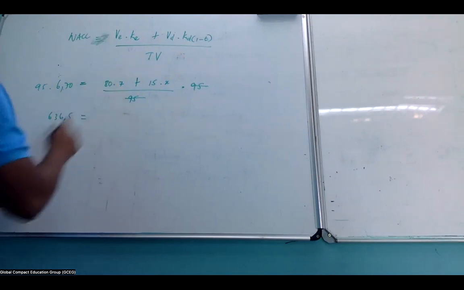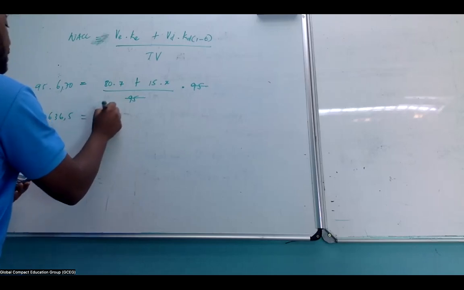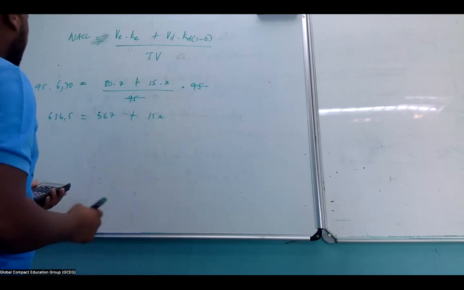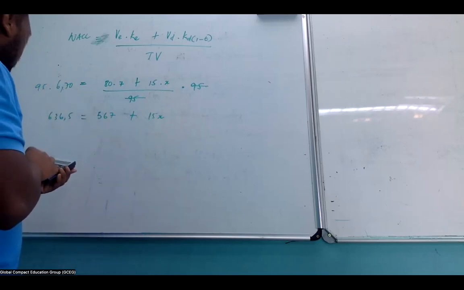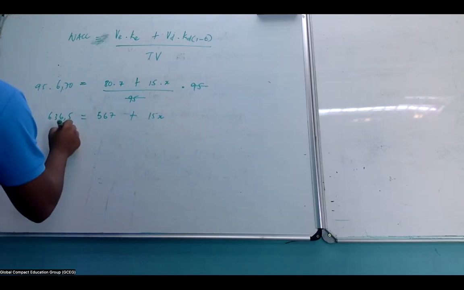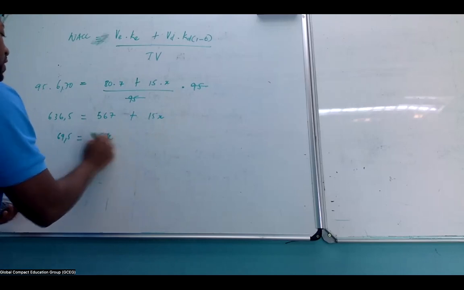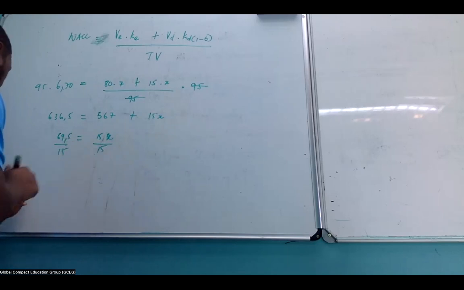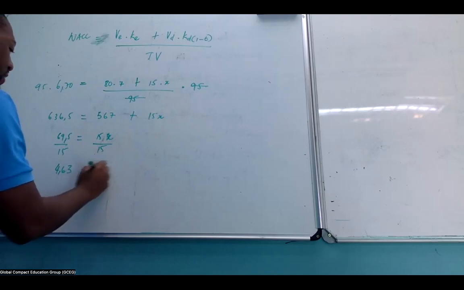636.5 is equal to 80 times 7, which gives us 567, plus 15x, right? So we subtract, which gives us 69.5 is equal to 15x, right? So we divide by 15, and it gives us 4.63 is equal to x.